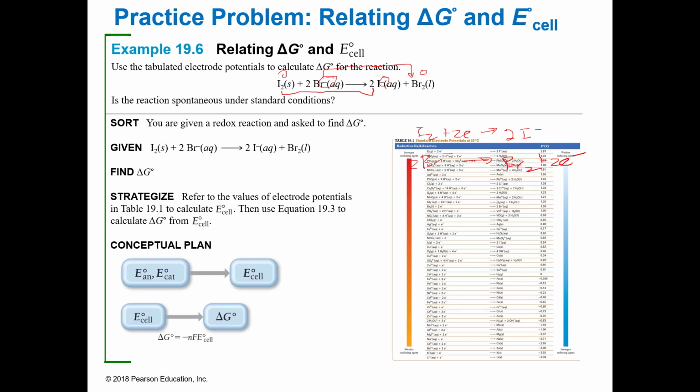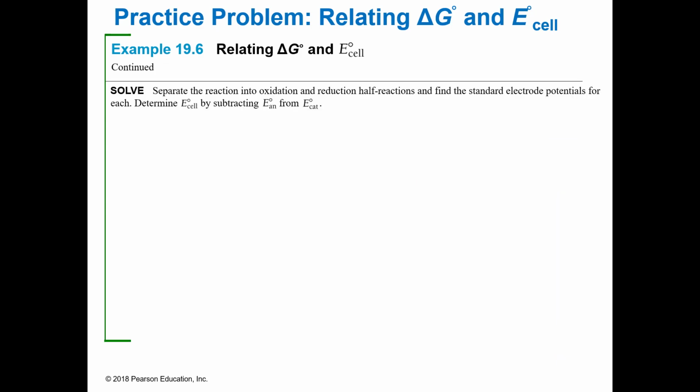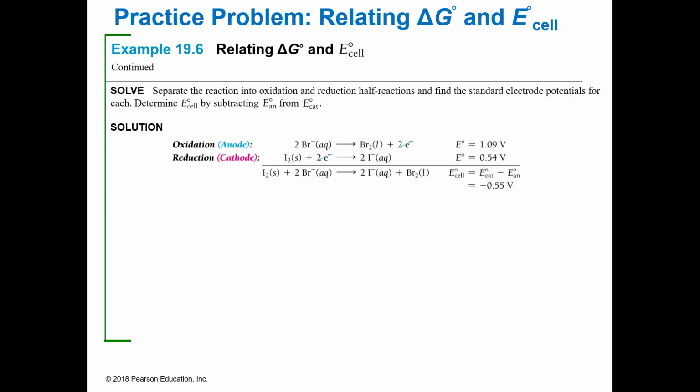So E anode, E cathode equals Ecell, and Ecell is equal to delta G. So there's our plan of action to solve for the problem. So we're going to calculate the Ecell for this reaction based on what we saw on the table. Plug that into this equation, and we will find delta G. All right, so we looked that up and we said, okay, the anode is where the bromine is being oxidized, and the cathode is where the iodine is being reduced.